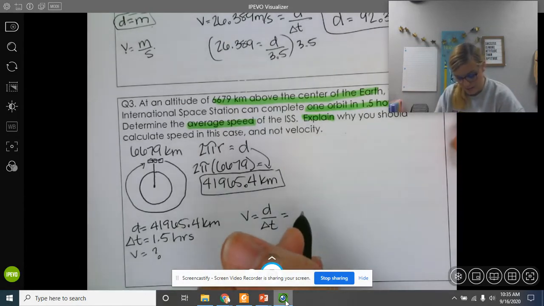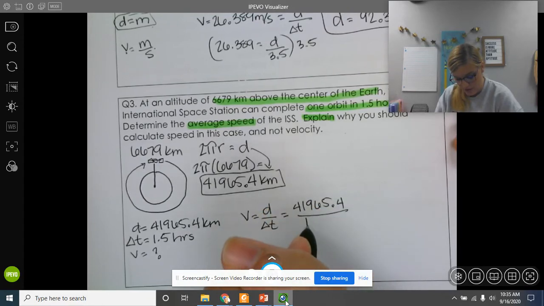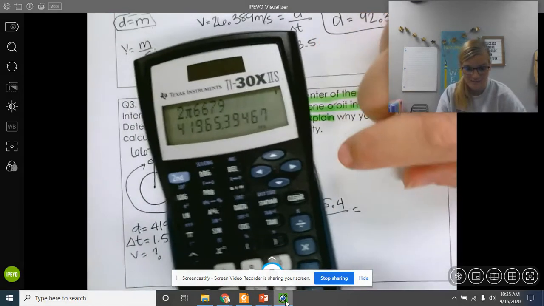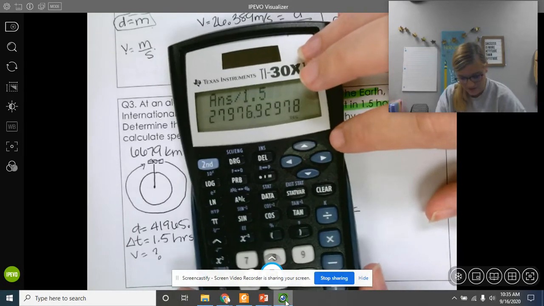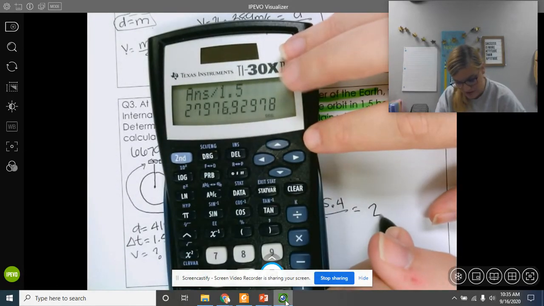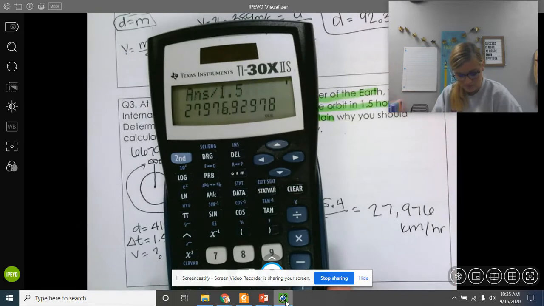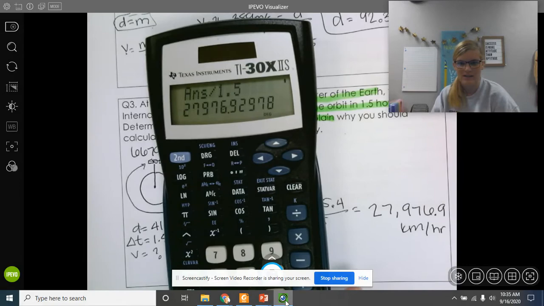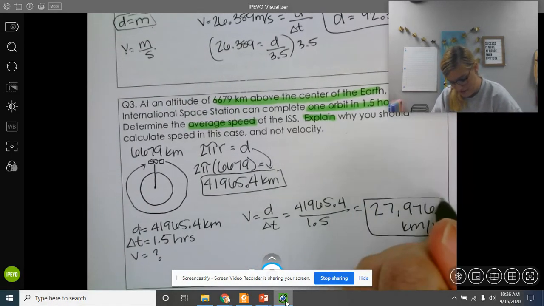So we already know over that entire distance that we're going to be calculating the average speed. So I'm going to plug in my 41965.4 over 1.5, to not get 95 million kilometers per hour like I did earlier, but I get 27,976.9 kilometers per hour. Let's give that the 0.9 because it's pretty close. So that is the average speed.